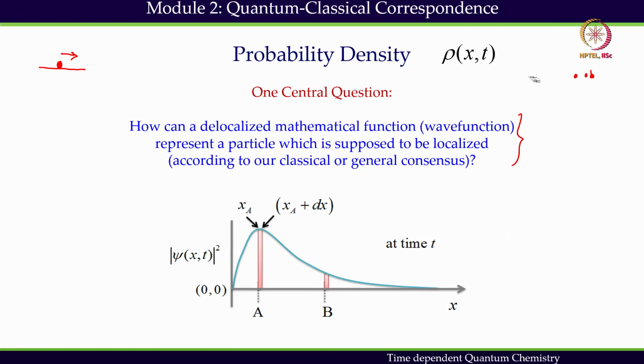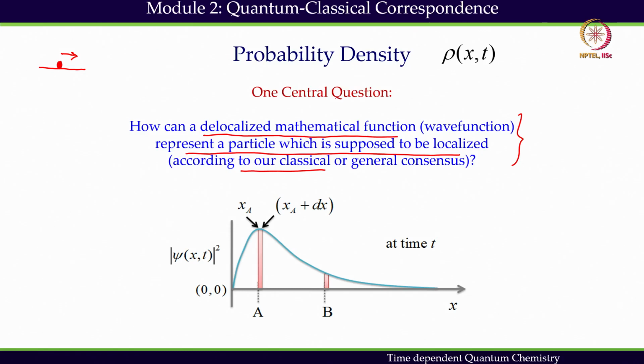So, the first question in this module is how can a delocalized mathematical function, which is the wave function, represent a particle which is supposed to be localized according to our classical consensus. Classically, we think that the particle should be localized, but quantum mechanically there is no way I can represent a local function. I only have the wave function which is delocalized or global in nature. This question is important, and we have seen that quantum mechanics only provides a probabilistic answer in terms of probability density, which I have plotted here. This is called probability density.